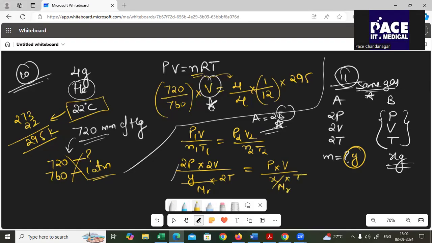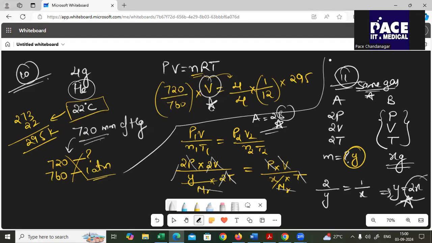Now, taking all these things to the other side, P and P get cancelled, V and V get cancelled, T gets cancelled, molar mass gets cancelled. Then I am left with Y here. 2 and 2 get cancelled. I am left with 2 in the numerator by Y, equal to, how much is that? 1 upon X. So this implies Y is equal to 2X. That is my option, 2X grams.